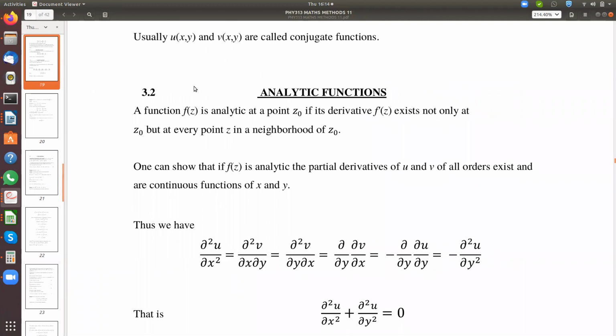See the definition of analytic function. They said a function is analytic at a point z if the derivative f prime of z exists not only at z naught. The first one you do is at z naught. But by the time you take the second one, if it does not exist, then it's not analytic.